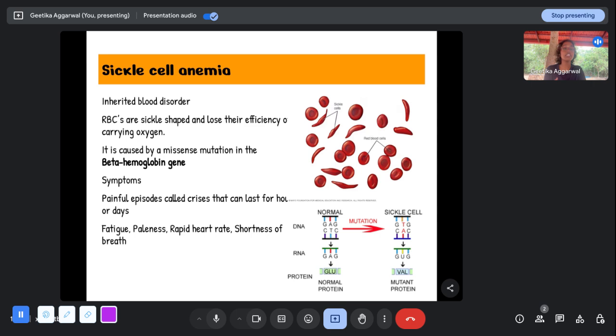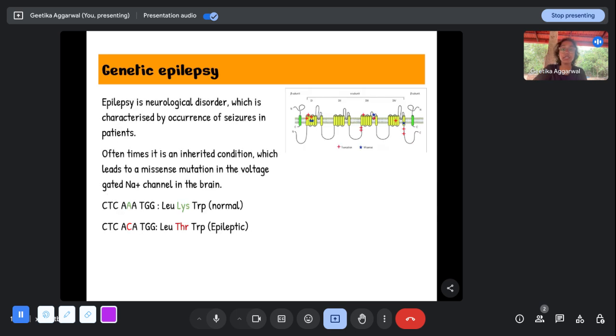So they will experience a severe amount of pain, and they can in general experience fatigue, paleness in color, and a rapid heart rate, like the heart is pumping very fast because the organs are not receiving enough oxygen, because the RBCs are not carrying enough oxygen. And they also have shortness of breath, because the RBCs are not carrying enough oxygen, which means the body is always short of oxygen.